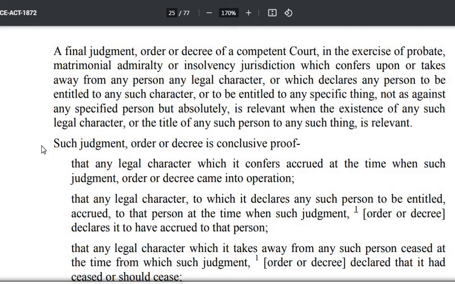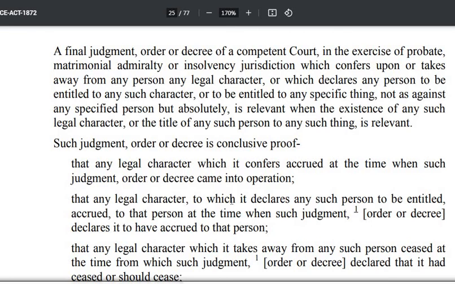41 में first para is talking only about the relevancy of the judgment, but second paragraph is talking about the conclusive proof. So it is saying such judgment, order or decree is conclusive proof that any legal character which it confers accrued at the time when such judgment, order or decree came into operation.